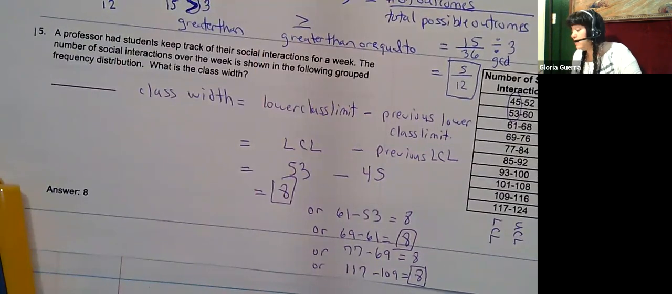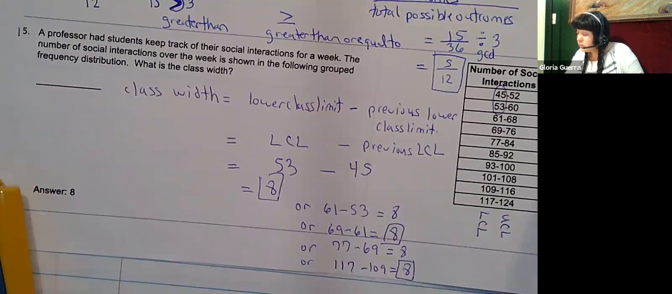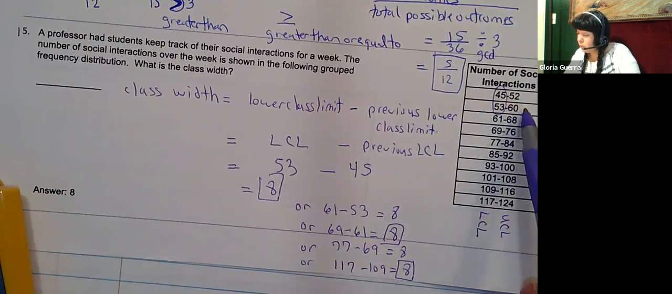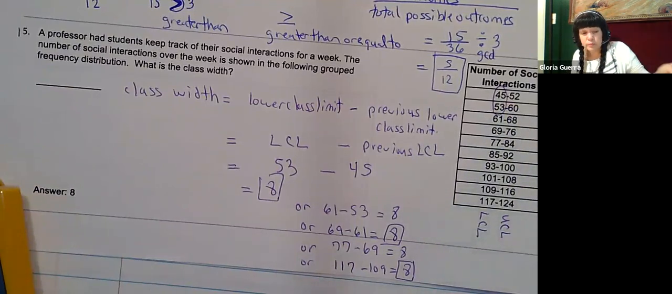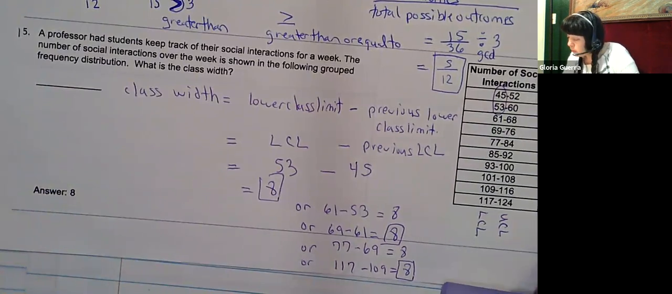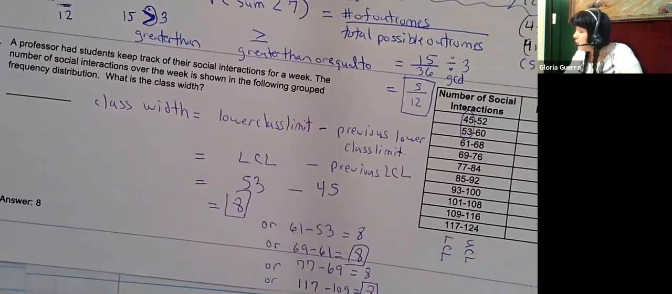Okay, so these are just the frequencies. We don't have the actual data, but apparently there were 11 data values that fell within this range between 45 and 52. Okay, so that's what they want. They want the class width. Okay, that's how you find that. Okay, it's 15.